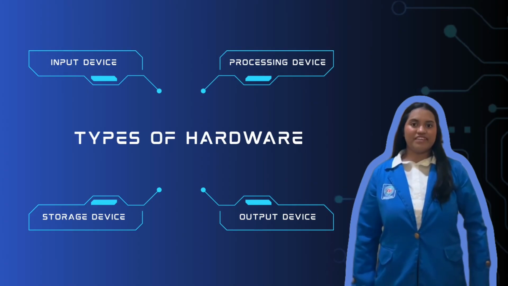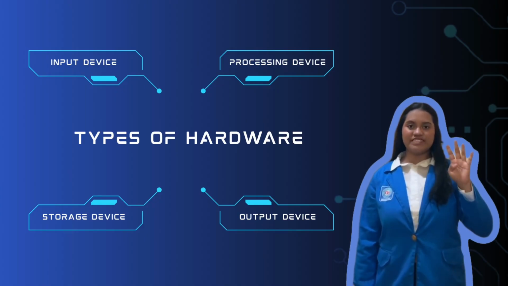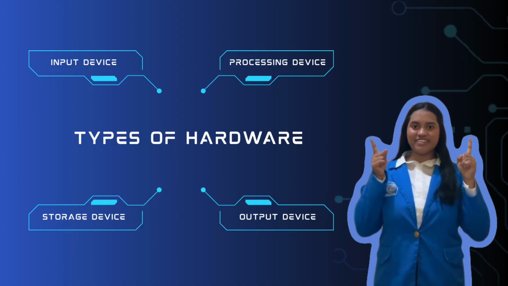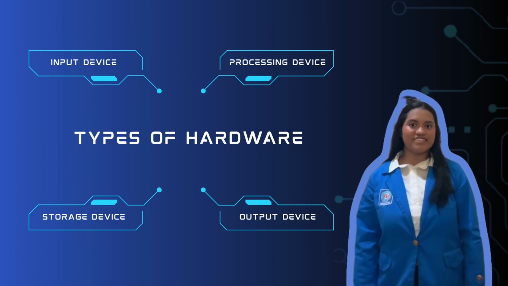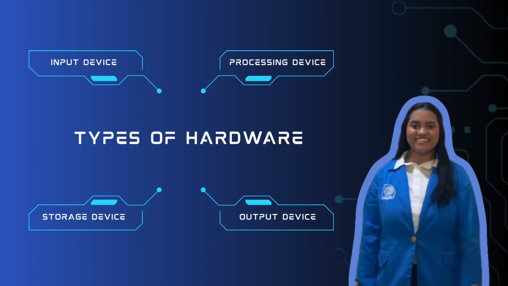Now, hardware can be divided into 4 main categories: input device, processing device, storage device, and output device. Let me walk you through each one with some examples on the next few slides.